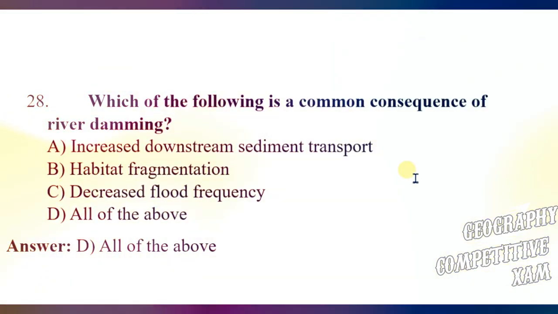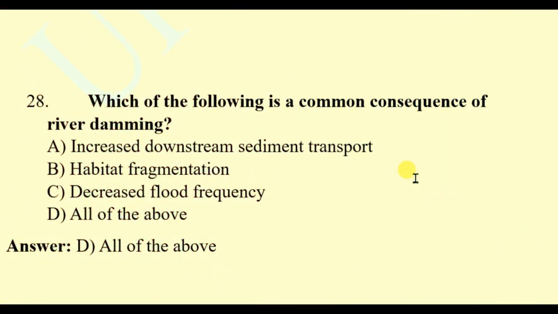Question 28. Which of the following is a common consequence of river damming? Increased downstream sediment transport, habitat fragmentation, decreased flood frequency, all of the above. Here the right answer will be all of the above, meaning decreased flood frequency, habitat fragmentation, and increased downstream sediment transport.